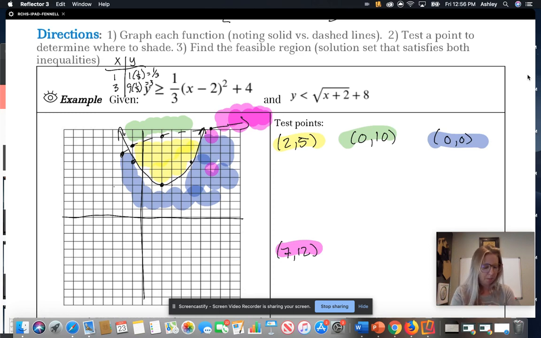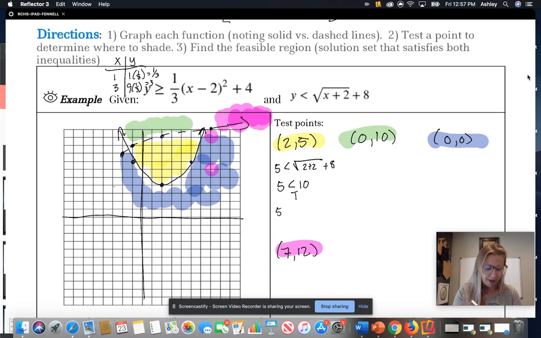All right, so let's start with our yellow point. I'm just going to plug this into the square root function because I think it's a little bit easier. So I'm going to say 5, my y value, is less than the square root of 2 plus 2, plus 8. All right, 2 plus 2 is 4, square root of 4 is 2, 2 plus 8 is 10. 5 is less than 10. That's a true statement. I don't know why I wrote an F. I meant a T, T for true. Cool. So now we need to check the other one and see if it's also true for my quadratic.